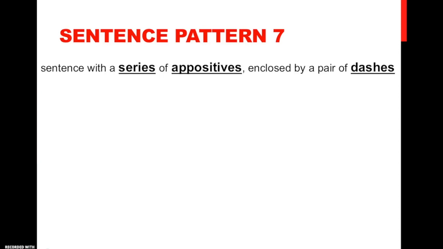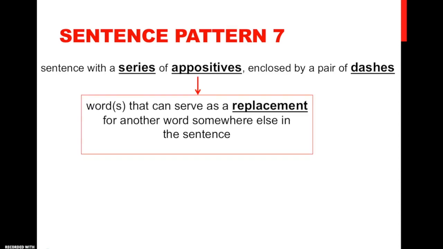Sentence Pattern 7 is a sentence with a series of appositives enclosed by a pair of dashes. Before we get to an example of the pattern, though, we need to understand what an appositive is. An appositive is a word or set of words that can serve as a replacement for another word somewhere else in the sentence. Here's an example.